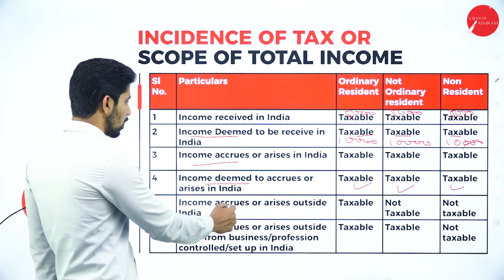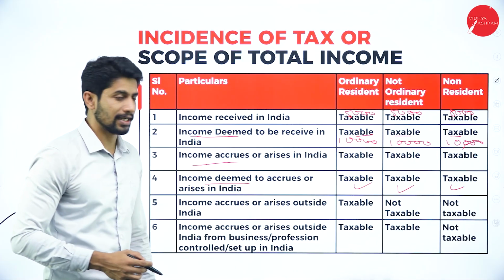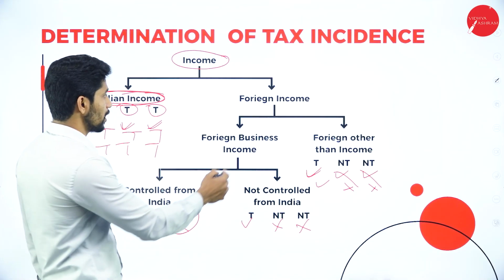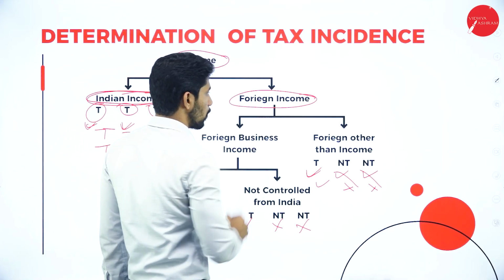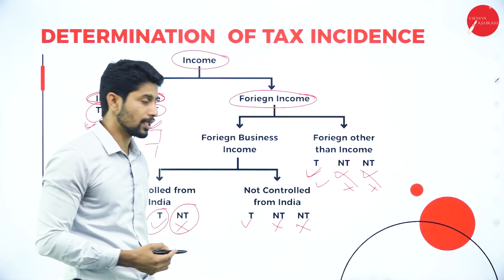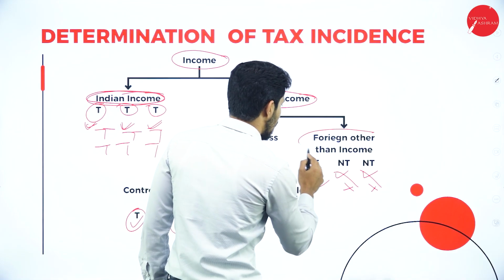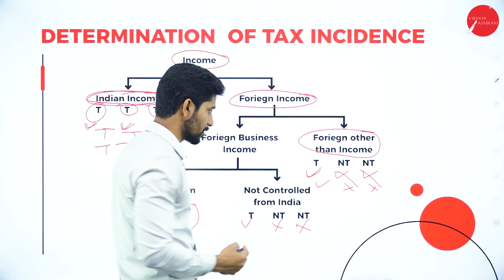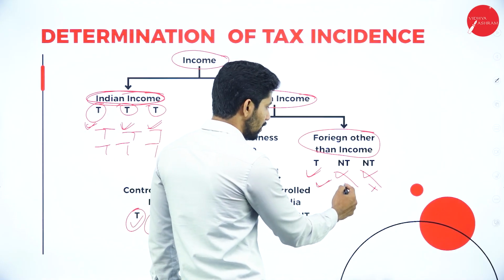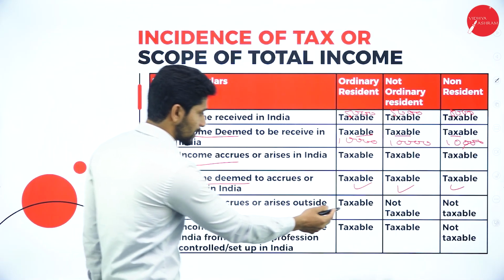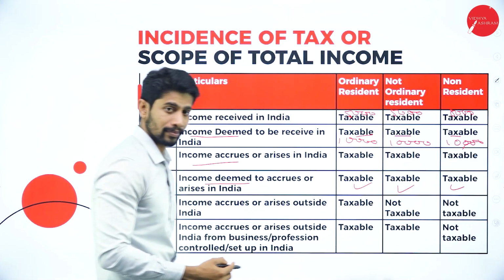Next, income accrues or arises outside India. Outside India means it is a foreign income. But in the problem they have not mentioned that it is business, so what are we supposed to consider? We are supposed to consider it as other than foreign business. What is the treatment? Taxable, not taxable, not taxable. So here also we have done the same thing: taxable, not taxable, not taxable.